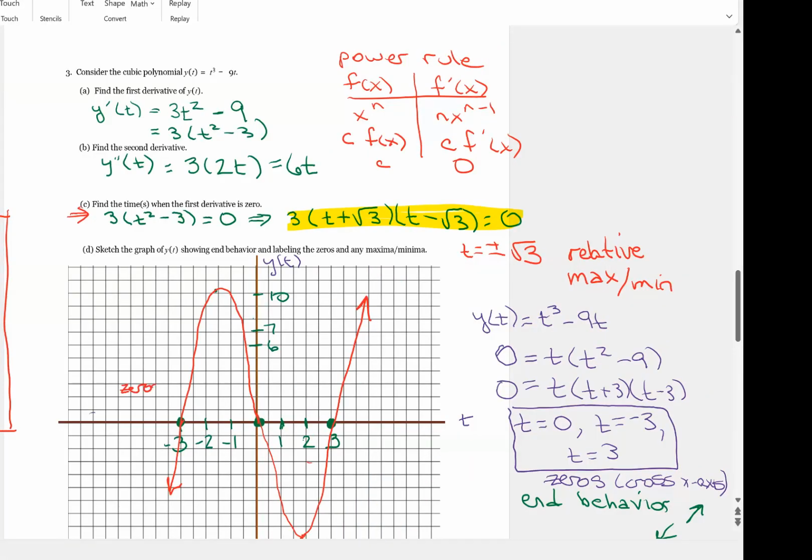Zeros. I have one here at negative 3, 0. I have another one here at 0, 0. And I have another 0 here at 3, 0. Those are all my zeros. And I found my zeros right here. Those are my zeros. Next, let's label our max and min.